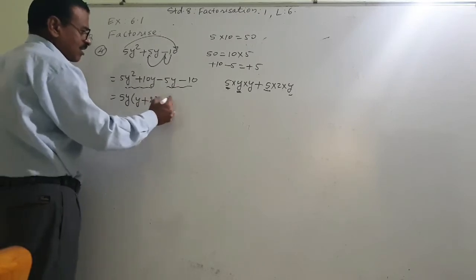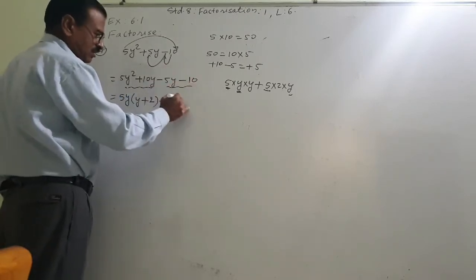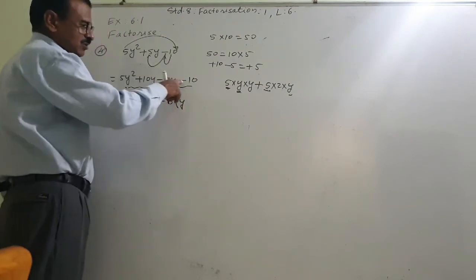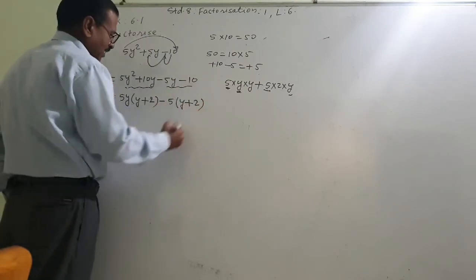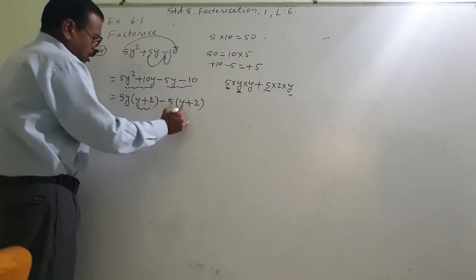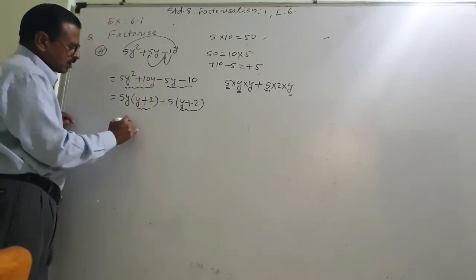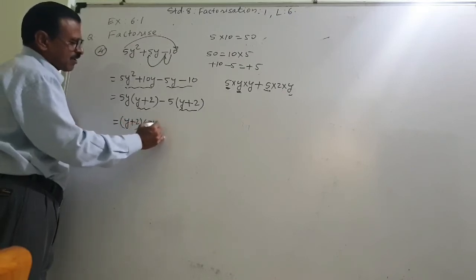Now here what is common? Minus 5 is common, because this is 5 to the 10. So here y remains. Minus is taken out, so this sign will change to plus 5 to the 10. See, the brackets are same. So this is equal to y plus 2 into another bracket 5y minus 5.